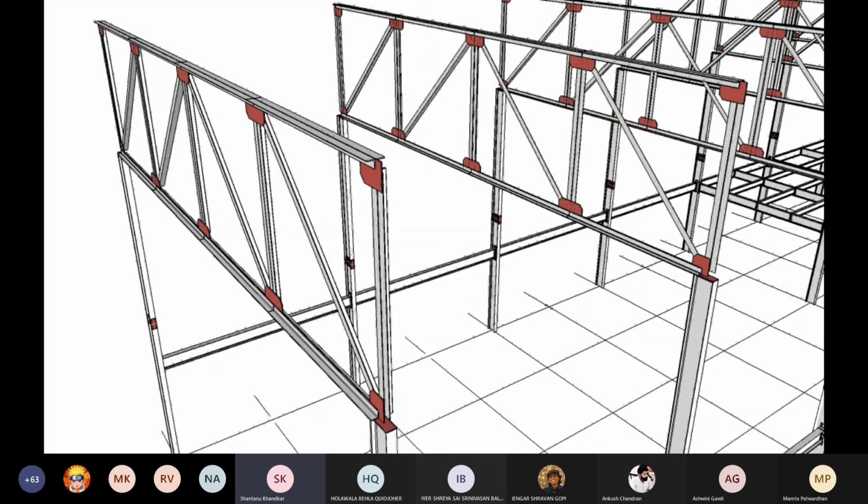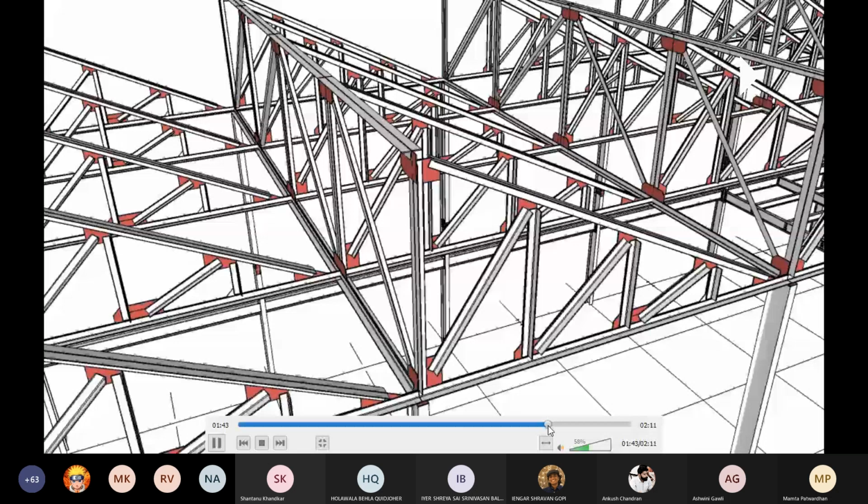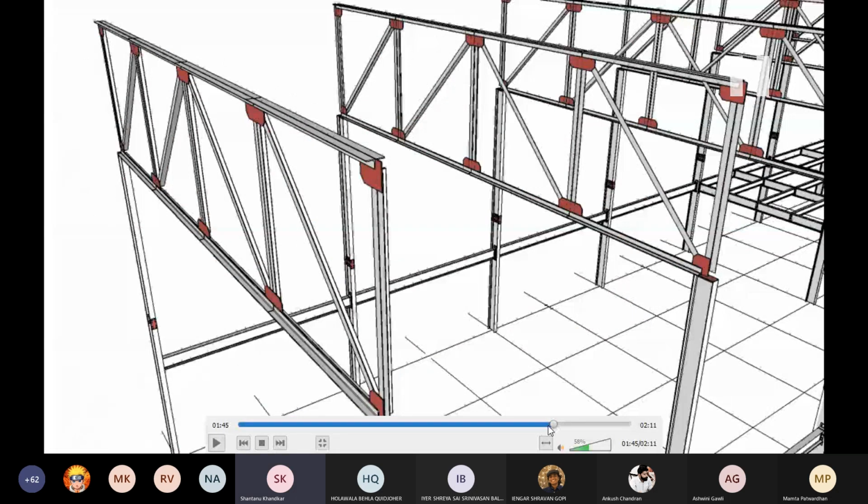Now here we can see how the girders are put together. You can see here how the girder is actually being formed. The girder is made up of different smaller elements which are joined together. Now how are they joined together? You can see here. I'll just zoom into this.